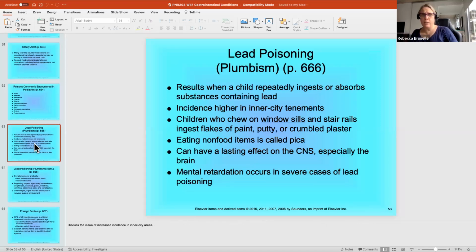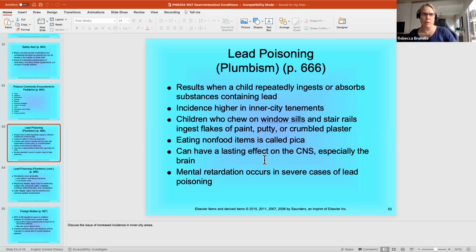Lead poisoning. Does anyone know where most kids get access to lead? How do they end up with lead poisoning? At homes that were built before 1978. Oh my goodness, so good. So yeah, it's really most common in paint from the early 1970s. So older homes where there's chipping paint and they ingest the paint chips, that's the primary way they get lead. So, stair rails, windowsills, crumbling plaster, it tends to be the older homes.